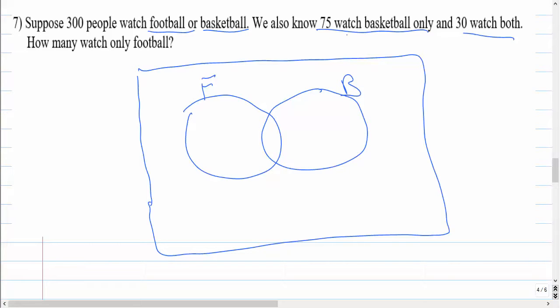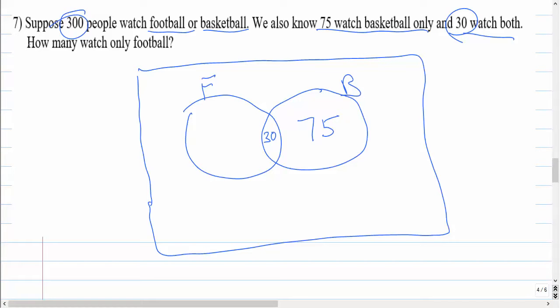Now, we know 75 people watch basketball only. So we know there's 75 people in this particular region. Remember, when we're filling in a Venn diagram, we're filling in a particular region. Regions are separated by the lines, right? So I'm not saying there's 75 people watching basketball. In this particular region, these are people watching only basketball. I'm also told 30 people watch both. Well, those 30 people have to be here.